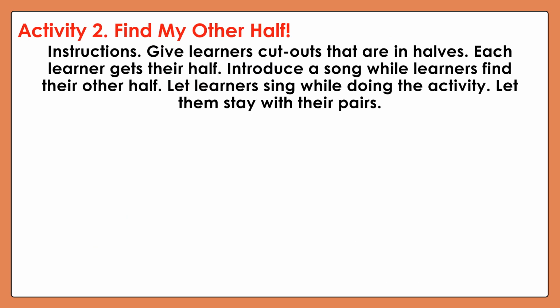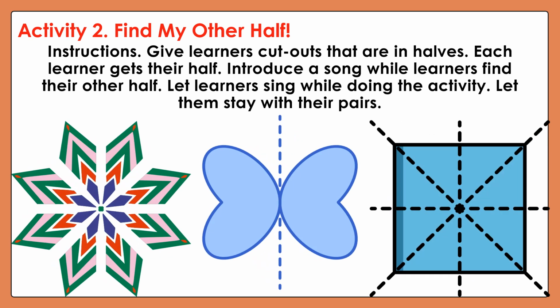Activity number 2, find my other half. Instructions: give learners cutouts that are in halves. Each learner gets their half. Introduce a song while learners find their other half. Let learners sing while doing the activity and let them stay with their pairs or partner.